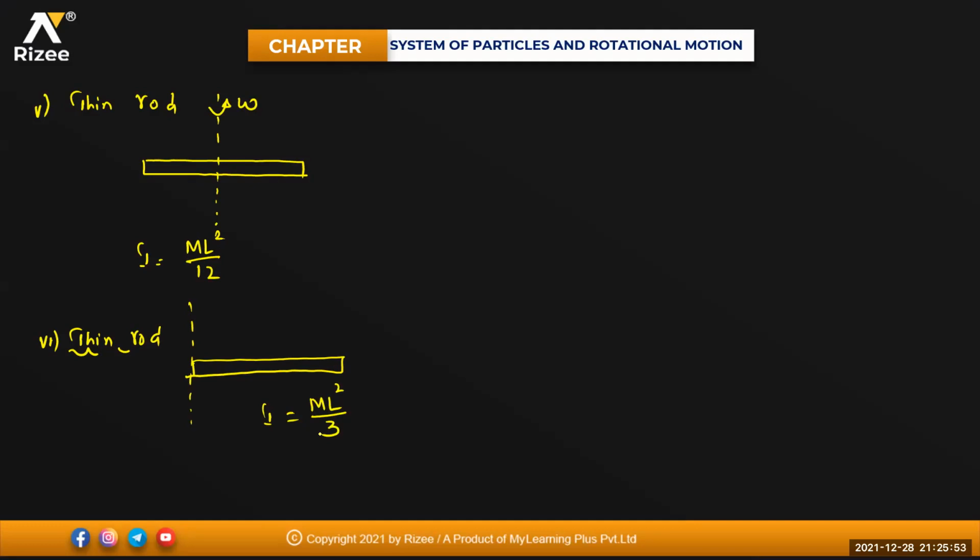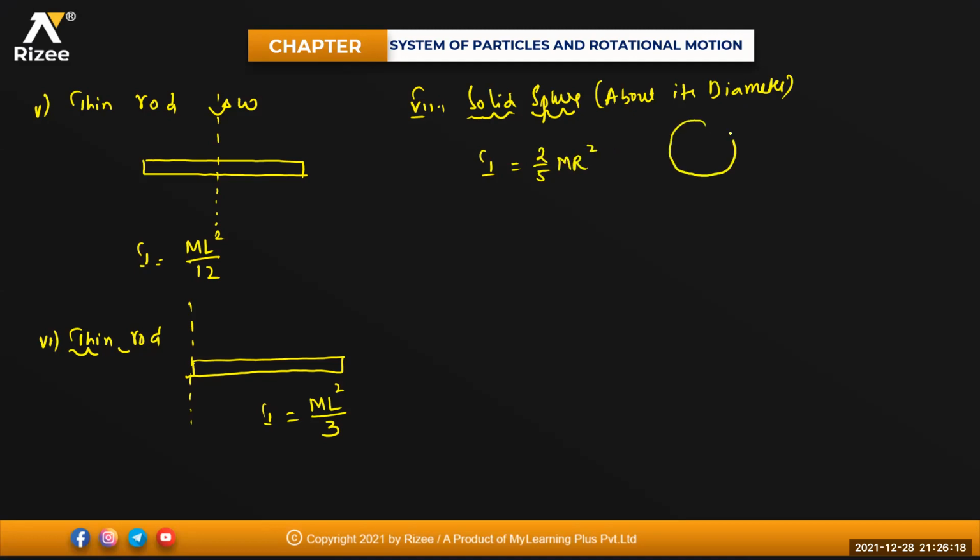Next one. Seventh one. For a solid sphere, about its diameter, for the solid sphere, I is equal to, very important, beta, 2 by 5 m into r square. For a solid sphere about an axis passing like this, I is equal to 2 by 5 mr square.